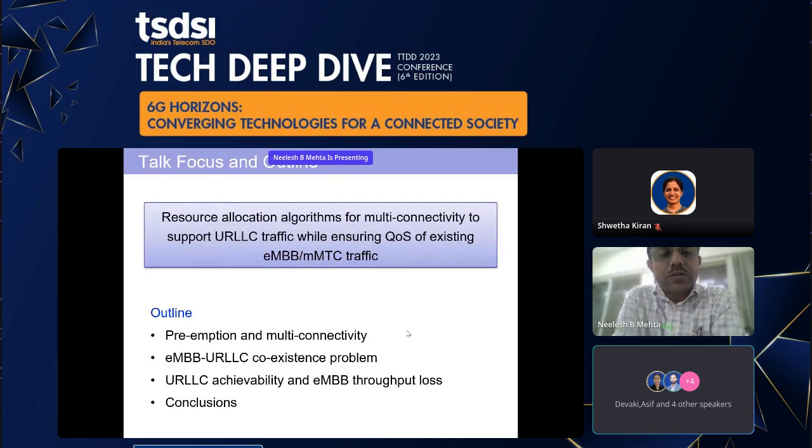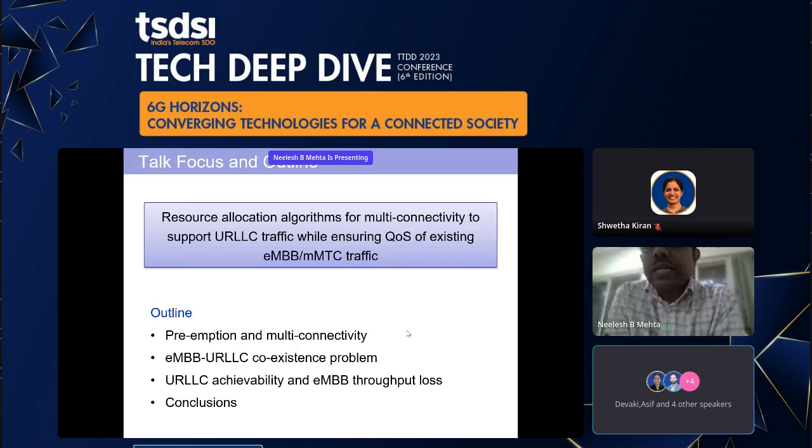So what I'm going to talk about today is what happens when you try to achieve these targets of URLLC or HRLLC using techniques like multi-connectivity and preemption. And essentially two things happen. We'll see that these very difficult requirements do not come for free. To achieve the very high reliability requirements, you need to compromise somewhere. For example, you will essentially be compromising on the rates you would be offering to the other users, for example, to the EMBB users or MMTC users.